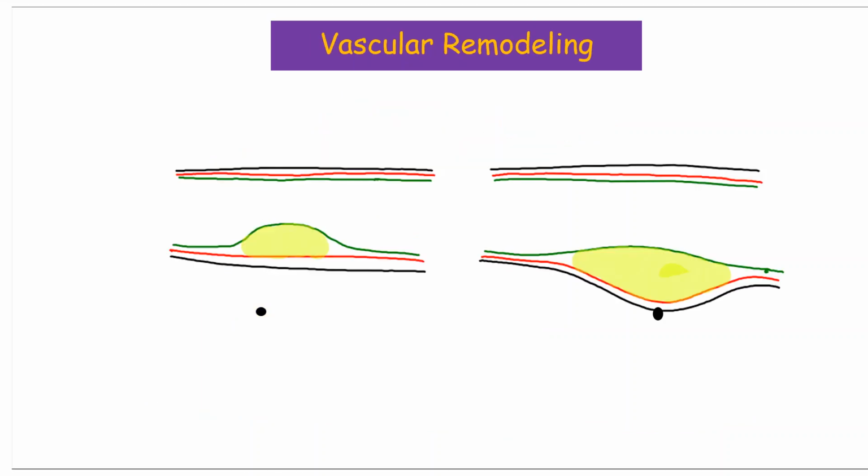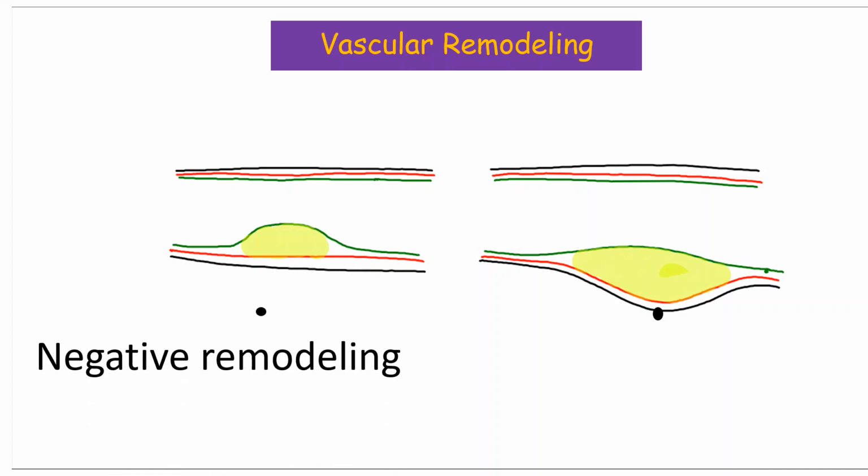Lastly, I would like to talk about how the vessels remodel themselves during the process of atherosclerosis. There are two types of vascular remodeling that take place. One is negative remodeling, in which the atherosclerotic plaque grows inwards into the lumen of the artery, narrowing it. These plaques are more prone to rupture and thrombotic events.